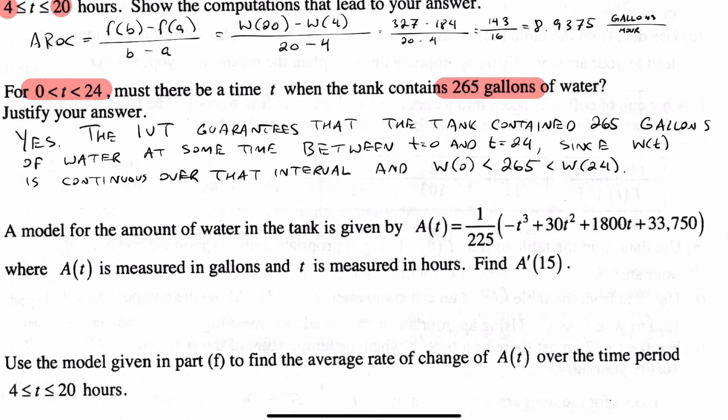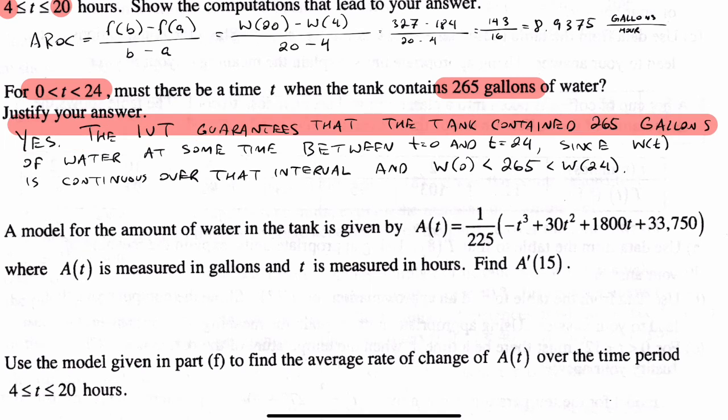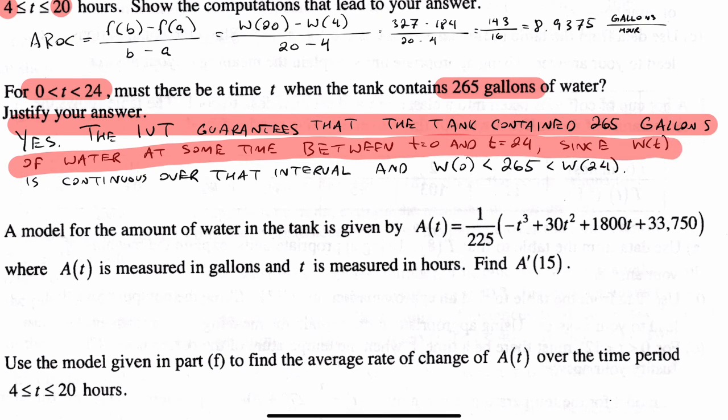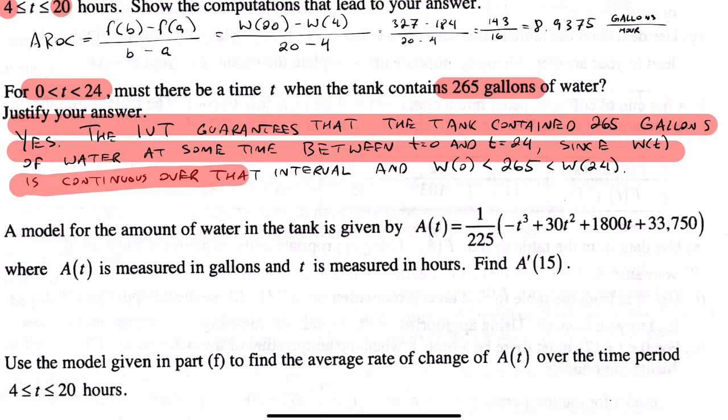And remember, anytime you want to invoke a theorem, you have to make sure that all of the parts of the hypothesis are satisfied. In order to use the intermediate value theorem, you have to have a continuous function over a closed interval, and your intermediate value, the y value, has to be between the two endpoints. So a sentence that explains this might say: yes, the IVT guarantees that the tank contained 265 gallons of water at some time between t equals 0 and t equals 24, since W of t is continuous over that interval and W of 0 is less than 265 is less than W of 24.